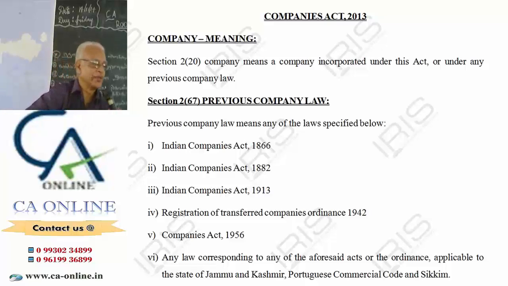447 gives a liability for fraud. What is the liability? Imprisonment minimum 6 months, and minimum 2 years if the fraud involves public interest. If the fraud does not involve public interest, then minimum 6 months, maximum 10 years, plus fine. The fine is a minimum of the amount involved in the fraud, up to 3 times the amount involved in the fraud.